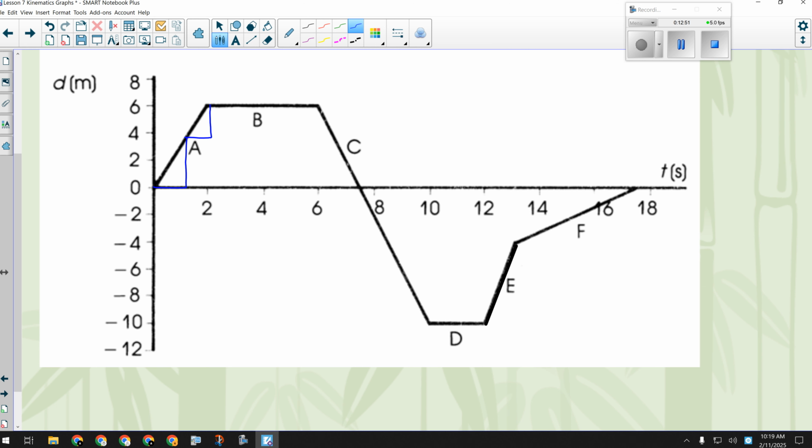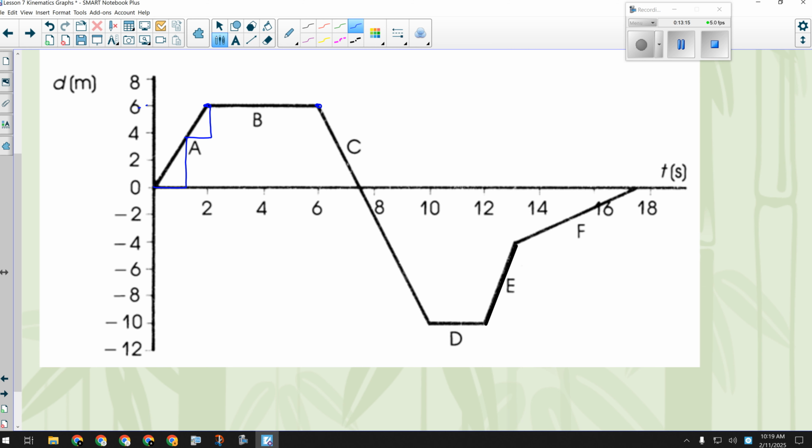Okay, what's it doing in part B? It's going nowhere. Yeah, it's standing still, right? Its position at the start of B is positive 6. Its position at the end of B is still positive 6. It didn't go anywhere. It stayed put at a position of positive 6 meters.